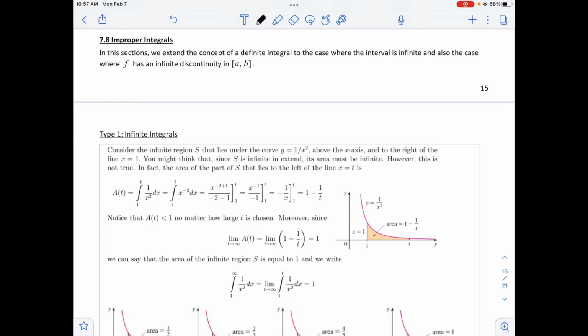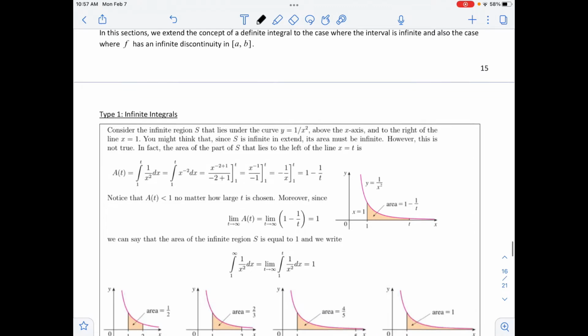We are in section 7.8, Improper Integrals. In this section, we extend the concept of a definite integral to the case where the interval is infinite, and also the case where f has an infinite discontinuity in our interval from a to b.